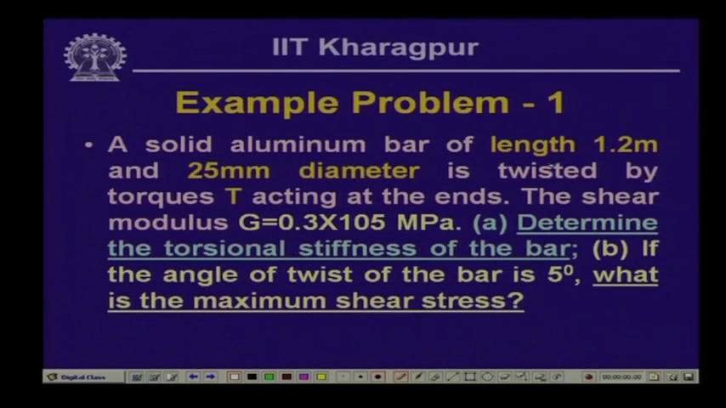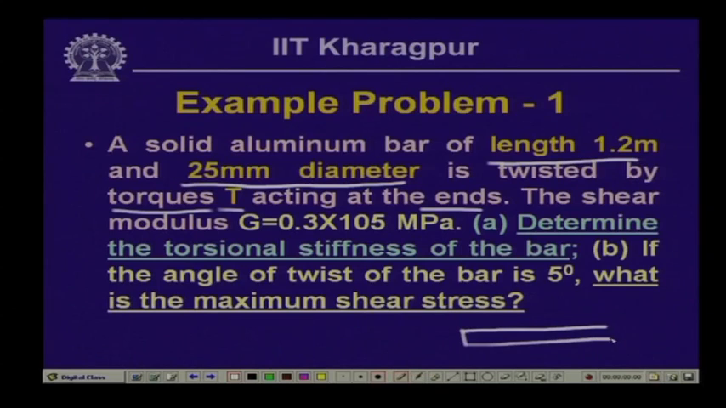A solid aluminum bar of length 1.2 meter and 25 millimeter diameter is twisted by torque T acting at the end. That means, if you have a solid aluminum bar which is subjected to a twisting moment, and this is our positive twisting moment notation, that means we are giving the vectorial notation over here, and the length of this bar is 1.2 meter, diameter is 25 millimeter, and this is twisted by torque T. Now, the shear modulus is given. What you will have to find out is the torsional stiffness of the bar.